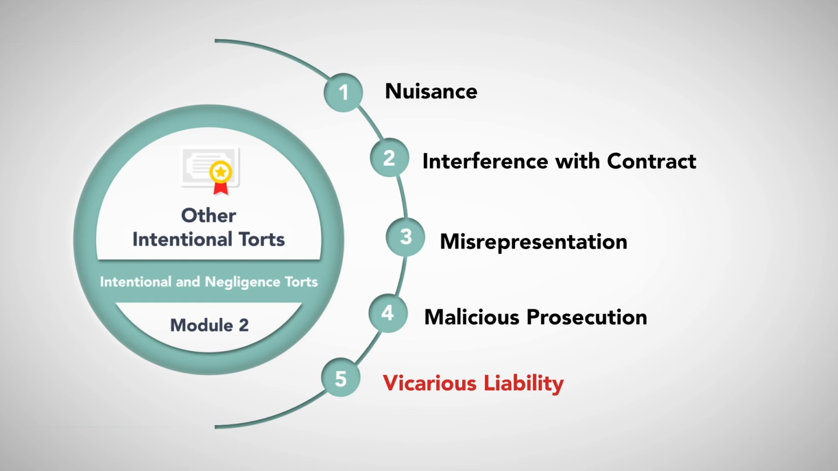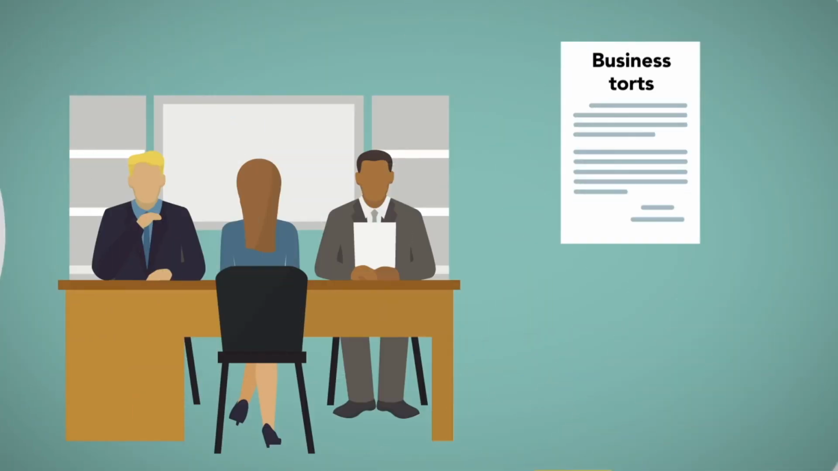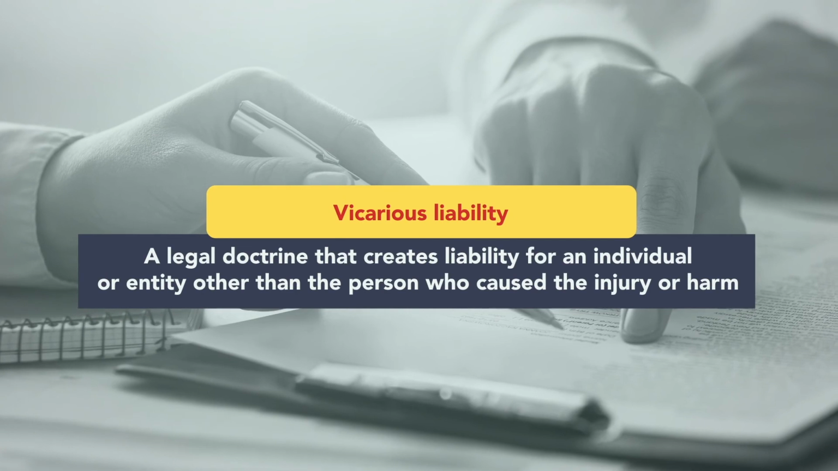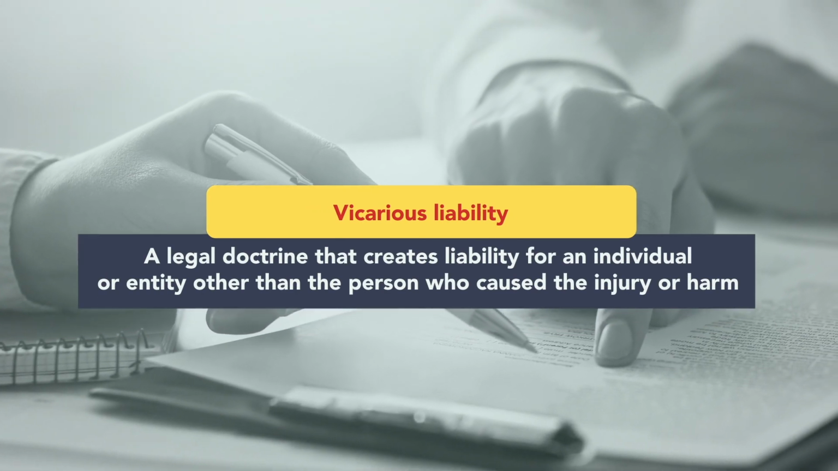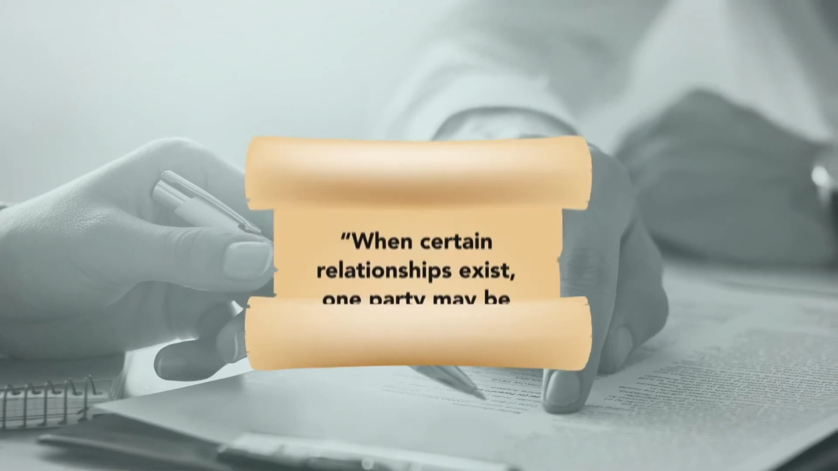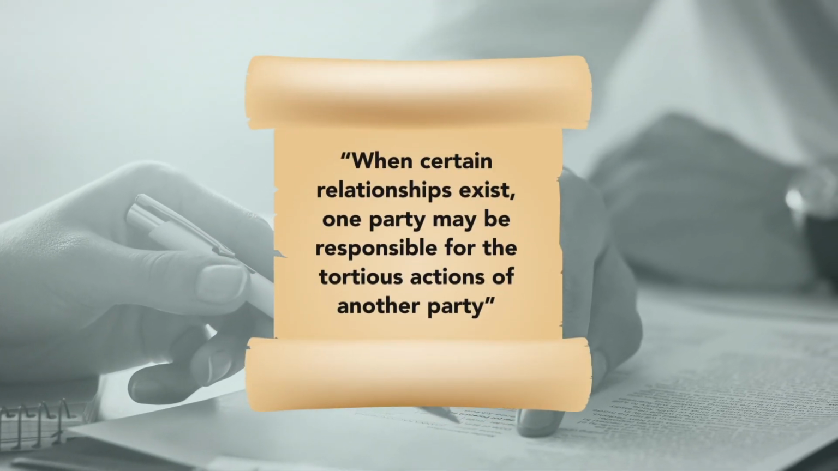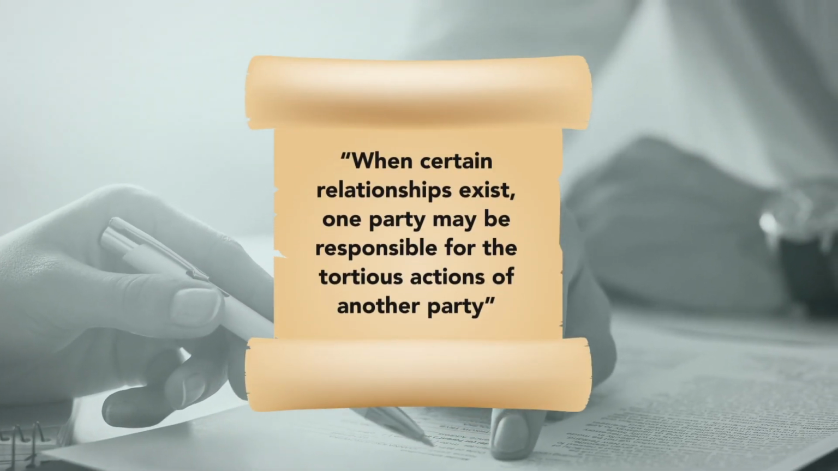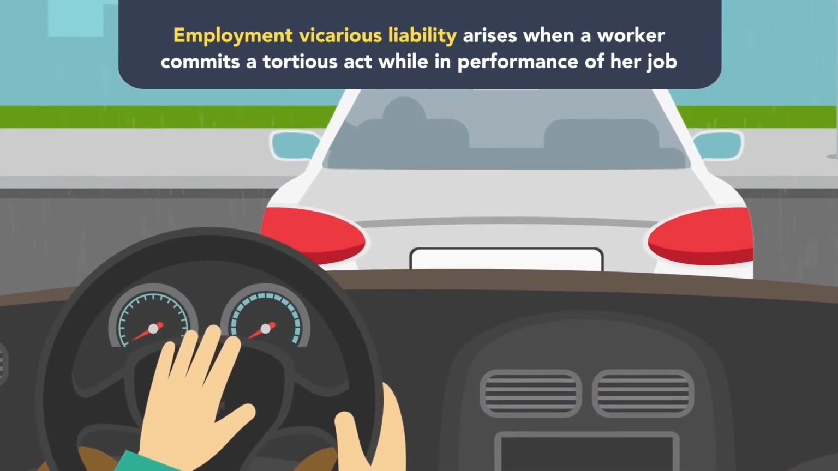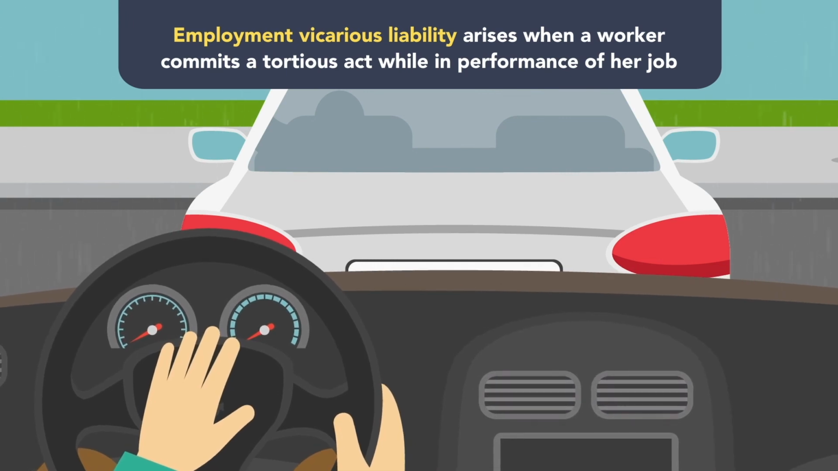Vicarious liability. Vicarious liability is also an important aspect of business torts. It is a legal doctrine that creates liability for an individual or entity other than the person who caused the injury or harm. It states that when certain relationships exist, one party may be responsible for the tortious actions of another party. Employment vicarious liability arises when a worker commits a tortious act while in performance of her job.